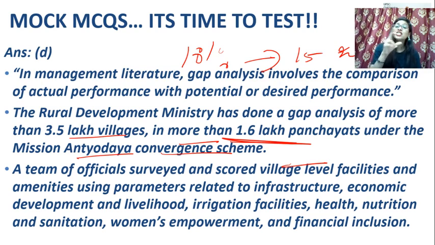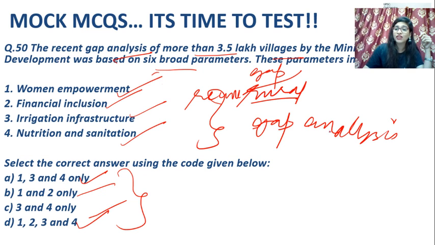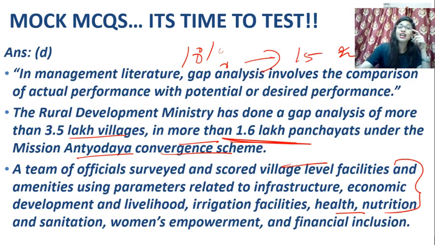And for that, these officials who conducted this survey used certain parameters related to infrastructure, economic development and livelihood, then infrastructure facilities, health, nutrition, sanitation, women empowerment and financial inclusion. That is why in the question, all the above parameters are included for analyzing the gap analysis given by the Ministry of Rural Development, which is coming under the Mission Antyodaya Convergence Scheme.